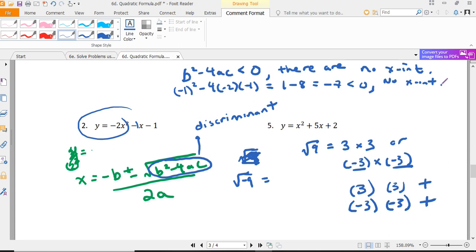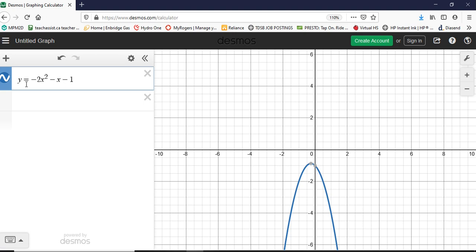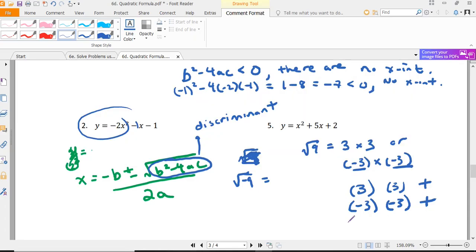So without x-intercepts, let's check to see if that's true. And sure enough, I've already graphed it. y equals negative 2x squared minus x minus 1. And does it cross the x-axis? It does not. Now the other scenario is, what happens when b squared minus 4ac is equal to 0?